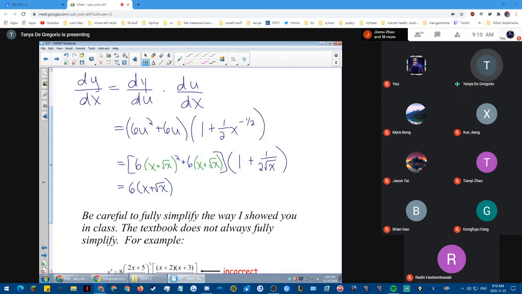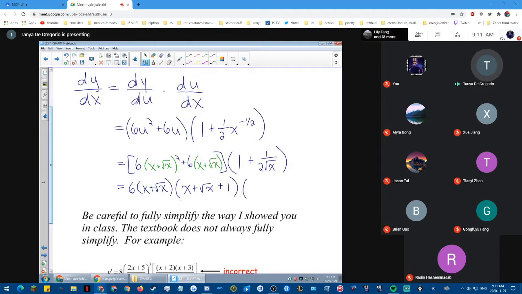So what does that leave me with in here? Well, I factored out the 6. I factored out 1 of the x plus root x. So I've got 1 left there. And I took this whole thing out. Now, when you're fully simplifying, you should not leave this 1 plus 1 over 2 root x. The rule is when you're fully simplifying, you should have 1 denominator. So let's simplify this fully.